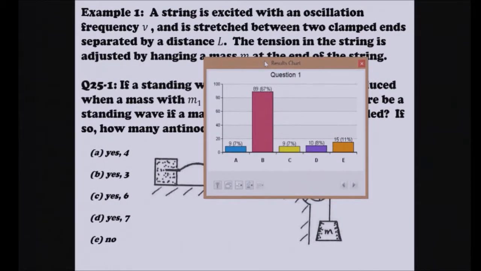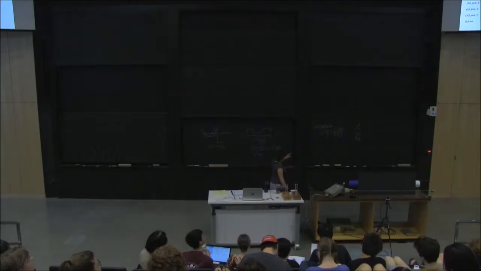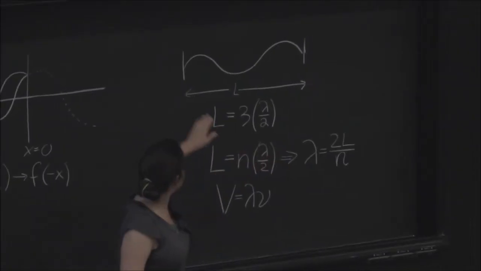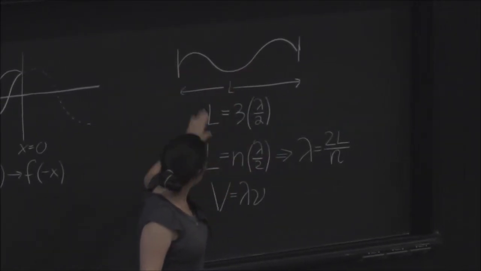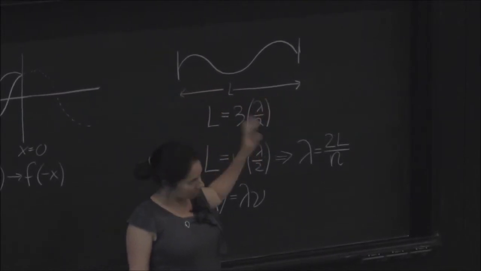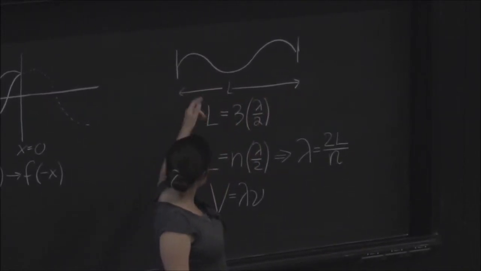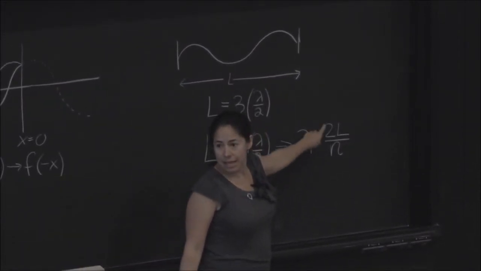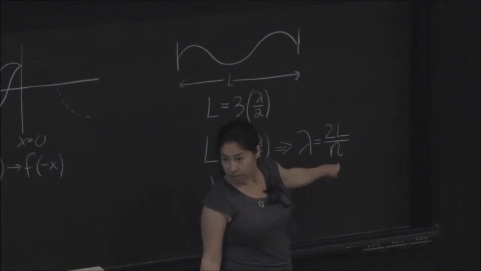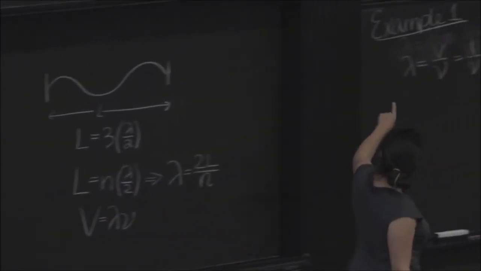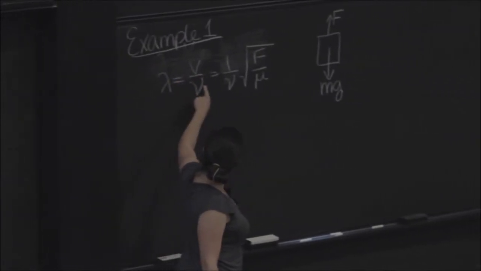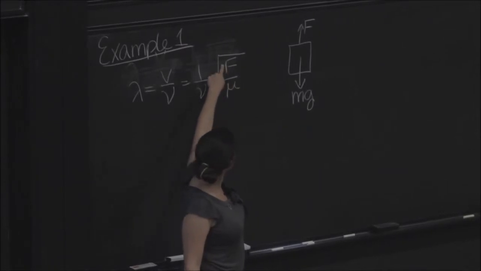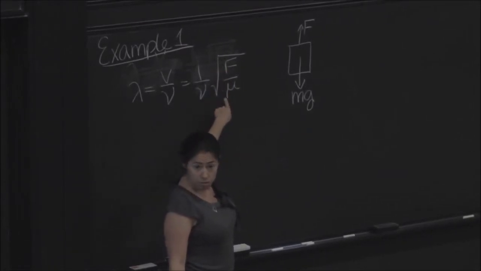Okay, so let's go ahead and work this out. I'm going to start with the condition for fitting a whole number of half wavelengths on this string. It's the same condition we just worked out: the relationship between lambda, L, and N, where N is the number of antinodes. Lambda is the speed of the wave divided by frequency, and the speed of the wave that we found last time is the square root of the tension in the string divided by mu, the mass density.